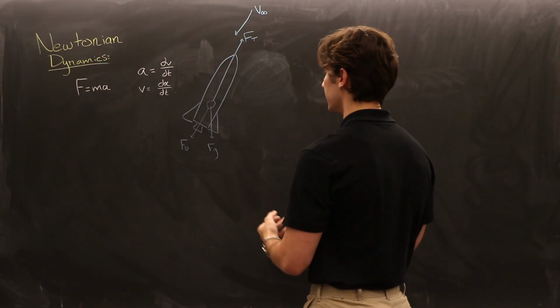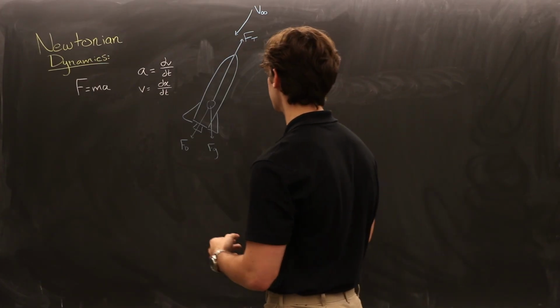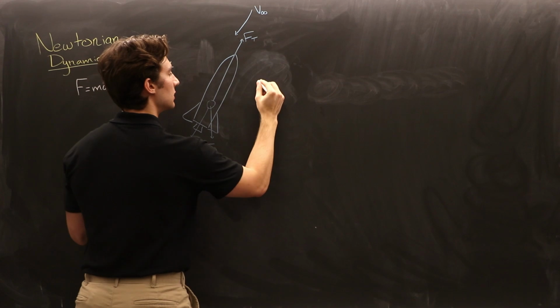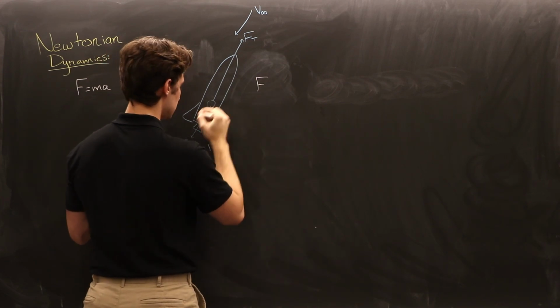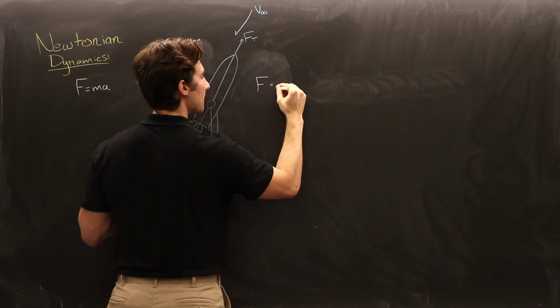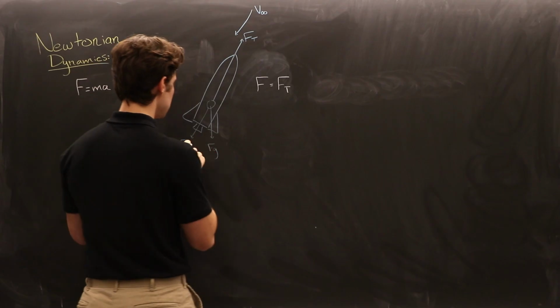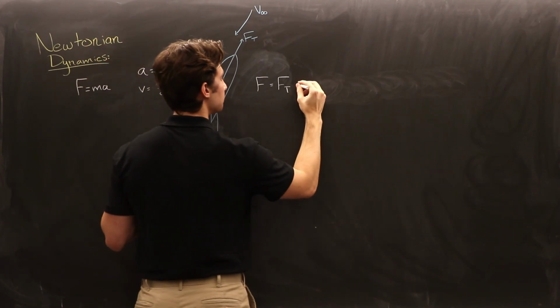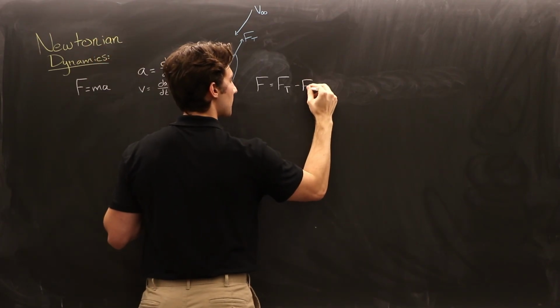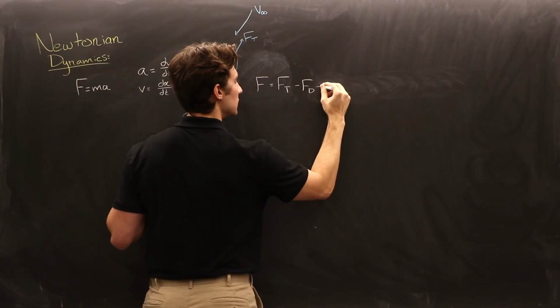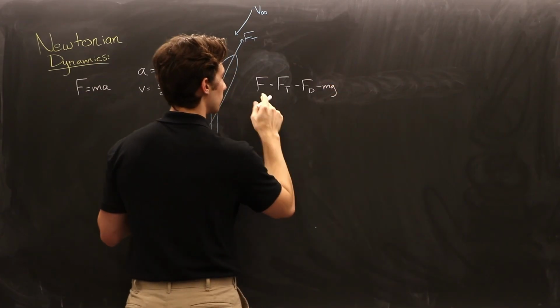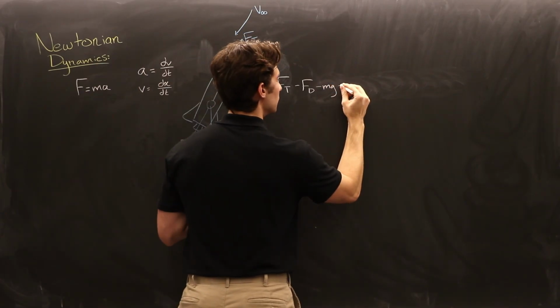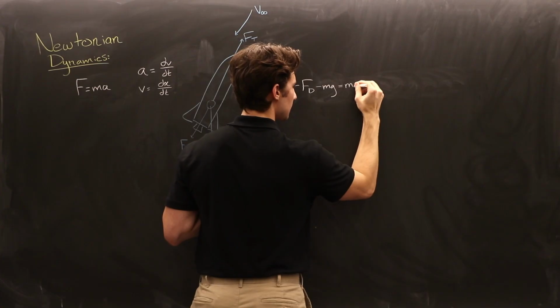We'll still start by doing the same thing. We'll take all of our forces and we'll add them together. So we can say that our forces are this thrust force minus this drag force and minus gravity. And I'm just going to write gravity as mg. And of course, these are all still equal to ma.